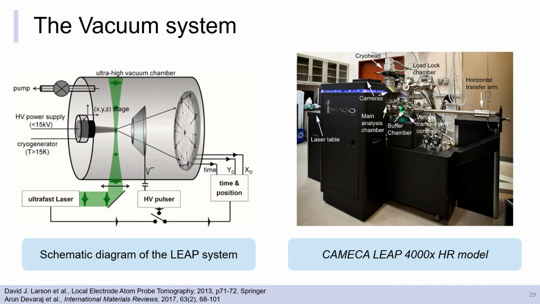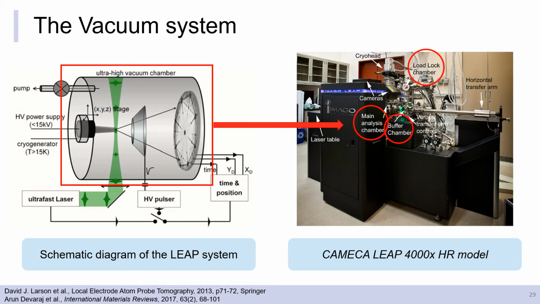First, the vacuum system. You should remember that APT is the technique detecting the flying ions generated by field evaporation. So you can see that if there is something to disturb the ion flight path, it can seriously affect the analysis result.